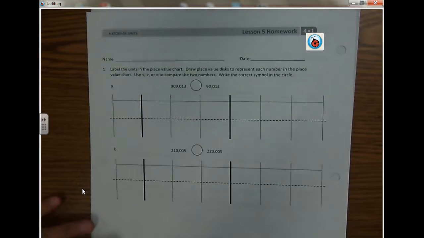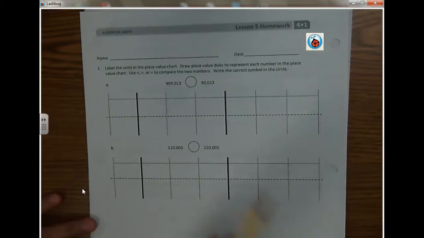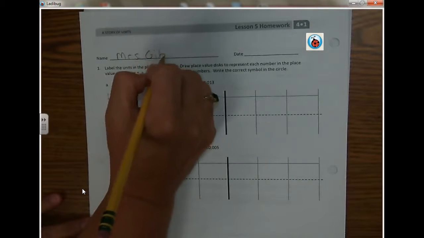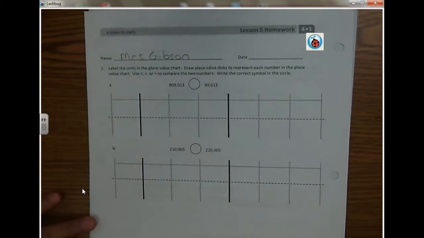Alright, first thing you do when you get a piece of paper is, what do? We're on page 90 right now. We put our name on it. Make sure you put your name on all of your papers every time.